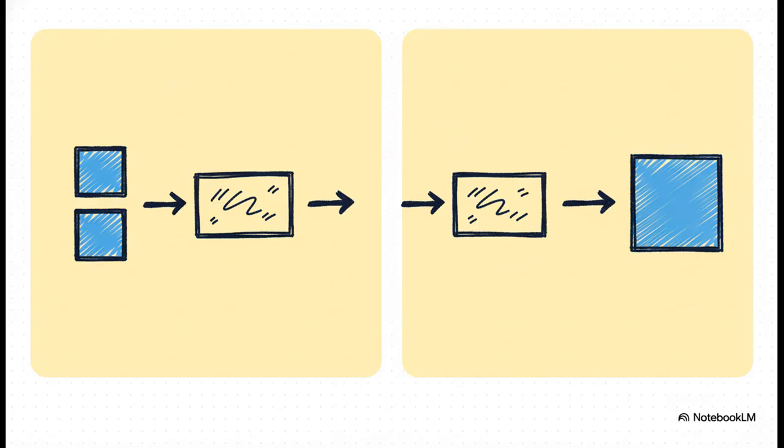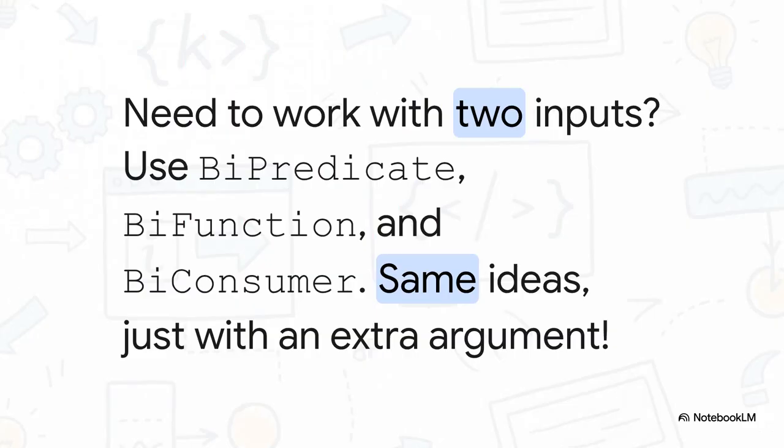Okay, now for a couple of really useful specializations. When you find yourself with a function where the input type and the output type are the exact same, you can be more specific and use an operator. A unary operator is basically a function T to T. It transforms one value, like squaring a number. A binary operator combines two values into one, like adding two numbers together. It just makes your code's intention that much clearer. And hey, the pattern just keeps going. For those times when you need to work with two inputs instead of just one, Java provides Bi versions. So you've got BiPredicate, BiFunction, and BiConsumer. They're the same ideas we've been talking about, just with an extra parameter for more complex situations.